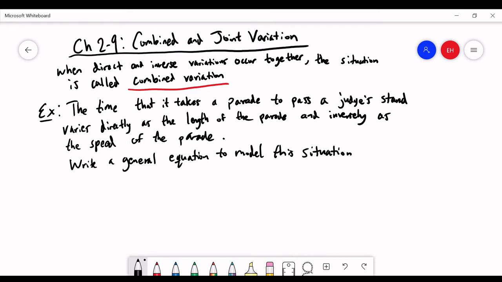Can we write the general equation to model this situation? All right, go ahead and pause and try and come up with it, and then you can check and see if you got it right.